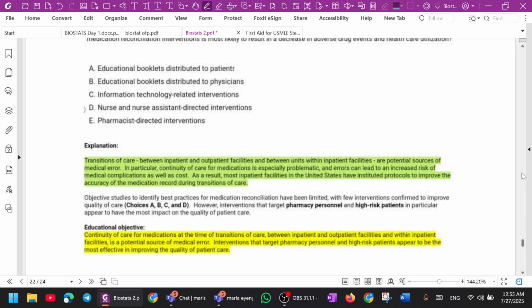Continuity of care for medications at the time of transitions of care between inpatient and outpatient facilities and within inpatient facilities is a potential source of medical error. Interventions that target pharmacy personnel and high-risk patients appear to be most effective in improving the quality of patient care. Okay.